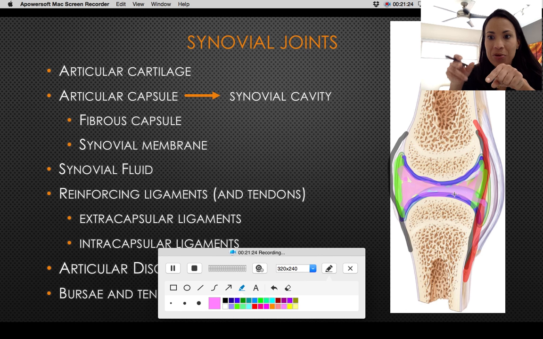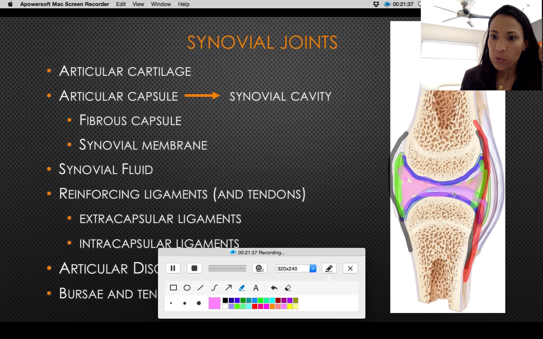How? Remember, this synovial fluid is a filtrate from blood. It has nutrients, it has oxygen. So all of those nutrients diffuse into the cartilage. Okay, what is the other structure?